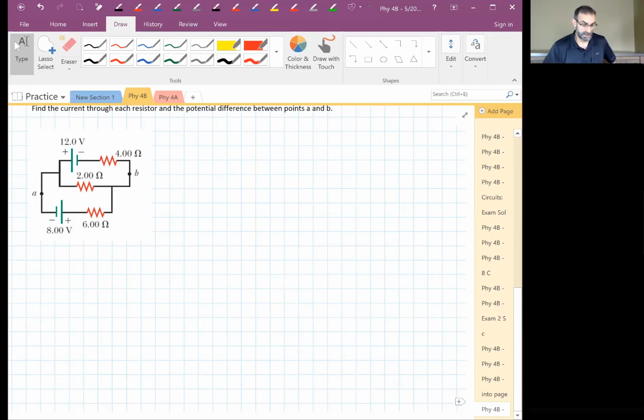Okay, find the current in each resistor and the potential difference between points A and B.